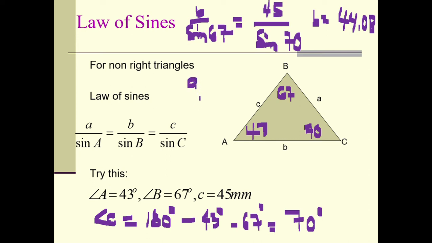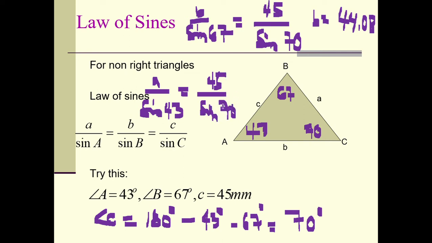Sa A, yung A natin is unknown. Teka, buburahin ko lang dito. So we have A over sine of 43 is equal to 45 over sine 70. So the value of A is ilan? Okay, so 45 multiplied by sine 43, i-divide natin sa sine 70, which is equal to 32.66. Ayan. So, yan yung ating value. Diba? Dali lang. So, yan yung ating law of sines. I hope na naintindihan nyo.